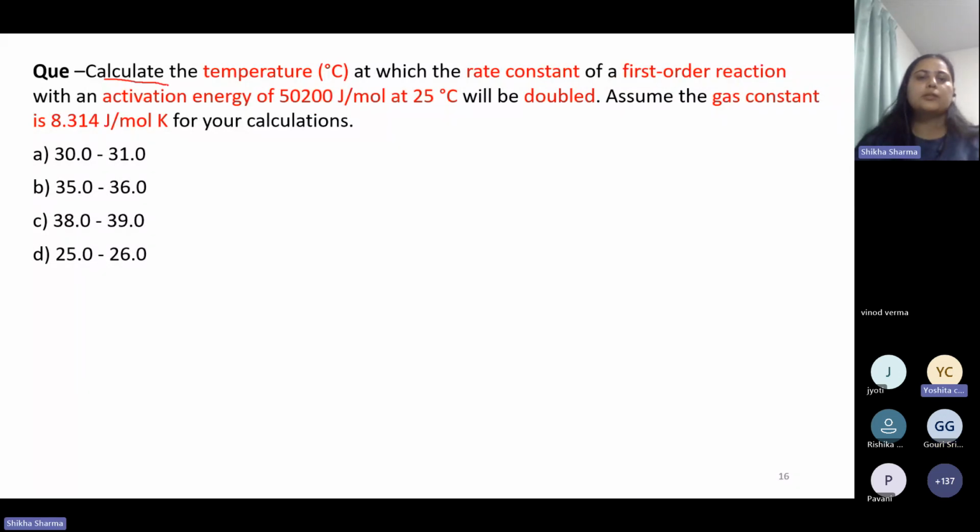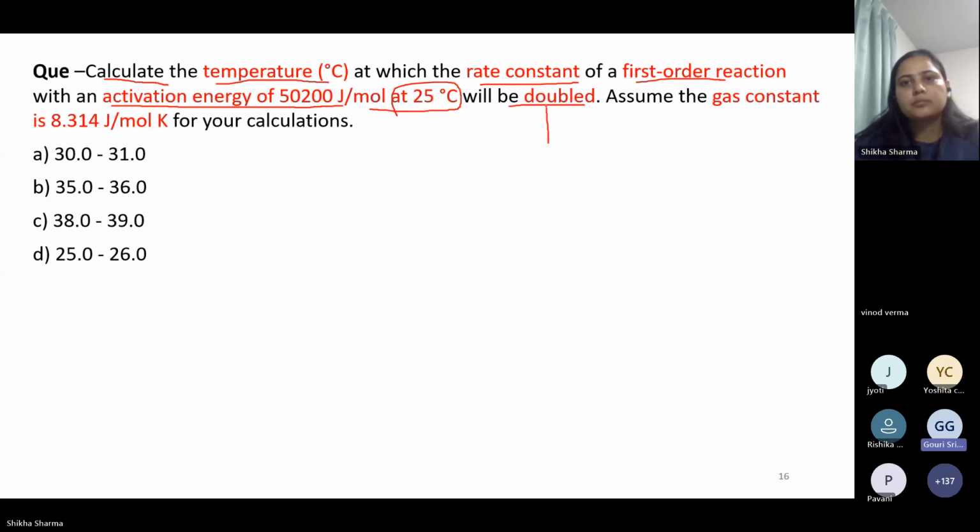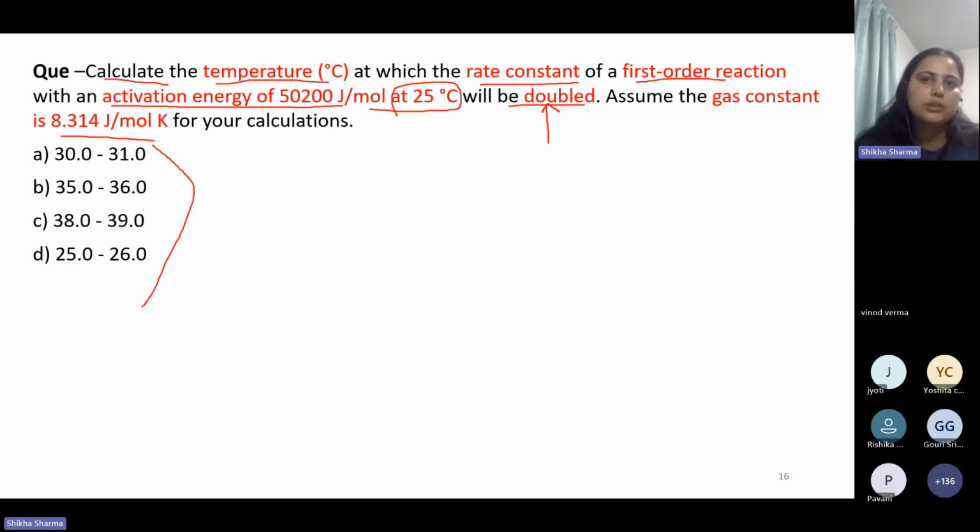So let's move to the next question. Calculate the temperature in degree Celsius at which the rate constant for a first order reaction with an activation energy of this much. Temperature is given as 25 degrees Celsius. So the rate constant is getting doubled here, and the gas constant is given. So we need to calculate the temperature in degree Celsius. Which option can be correct?